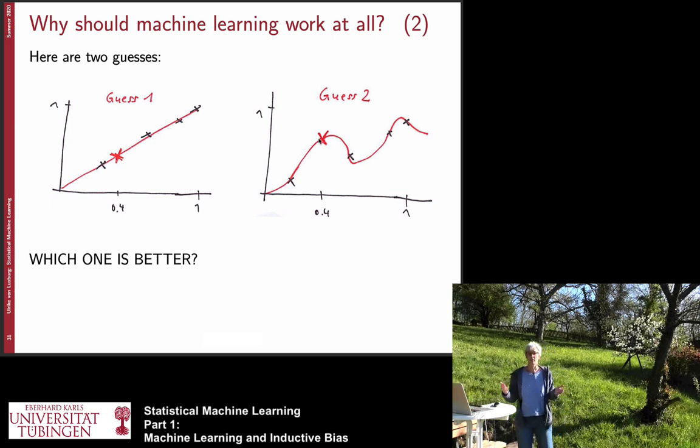And the question is now, which of these 2 predictions is better? Or which of these 2 red curves is more plausible? And this is one of these points where I would like you to stop the video for a moment and come up with arguments for why the first one might be better, or maybe also why the second one might be better. What are the differences, and what might be criteria along which we could judge which of the 2 is better?